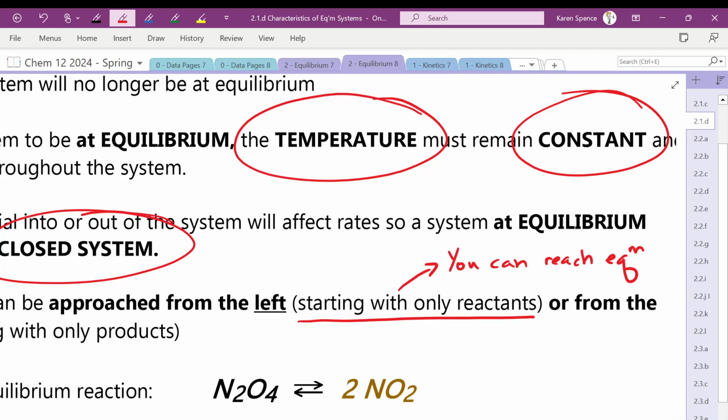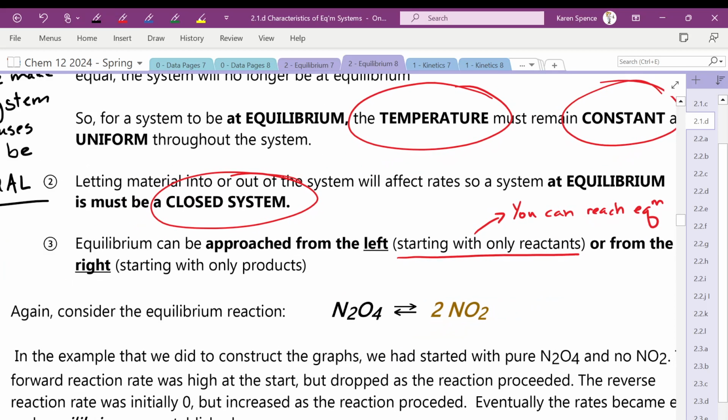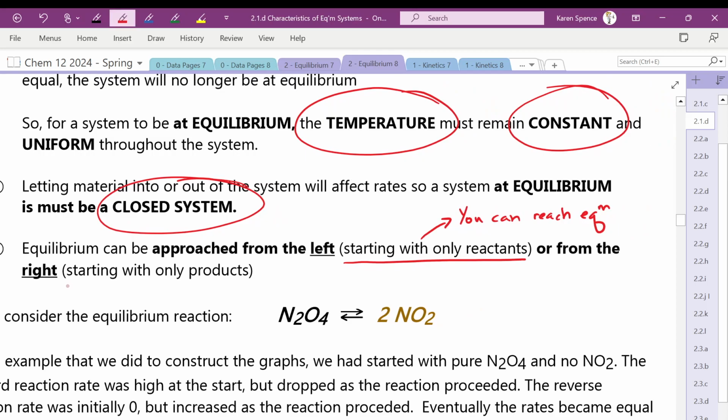But if you start only with products, you can also reach equilibrium. So when we say an equilibrium can be reached either from the left or from the right, what we mean is if we start with reactants, we can reach an equilibrium. If we start with only products, we can reach an equilibrium. Okay? So starting with only products can also reach equilibrium.